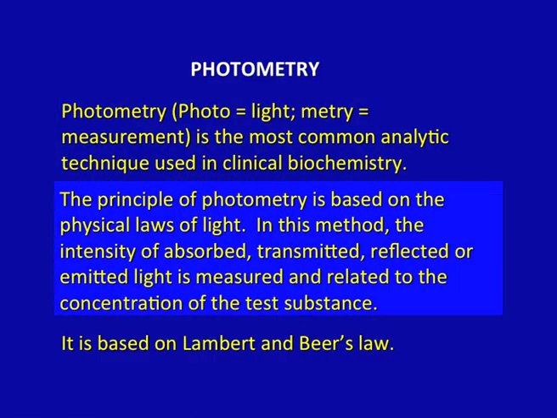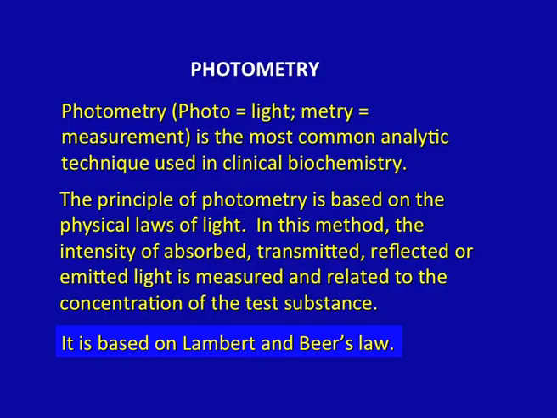After collection of all these samples, the routine biochemical analysis is done, and to estimate the quantity of these biochemical parameters, a technique called photometry is used. Then what is photometry? Photometry is based on the physical laws of light. In this method, the intensity of absorbed, transmitted, reflected or emitted light is measured and related to the concentration of the test substance, and this photometry is based on a law called the Lambert-Beer law.